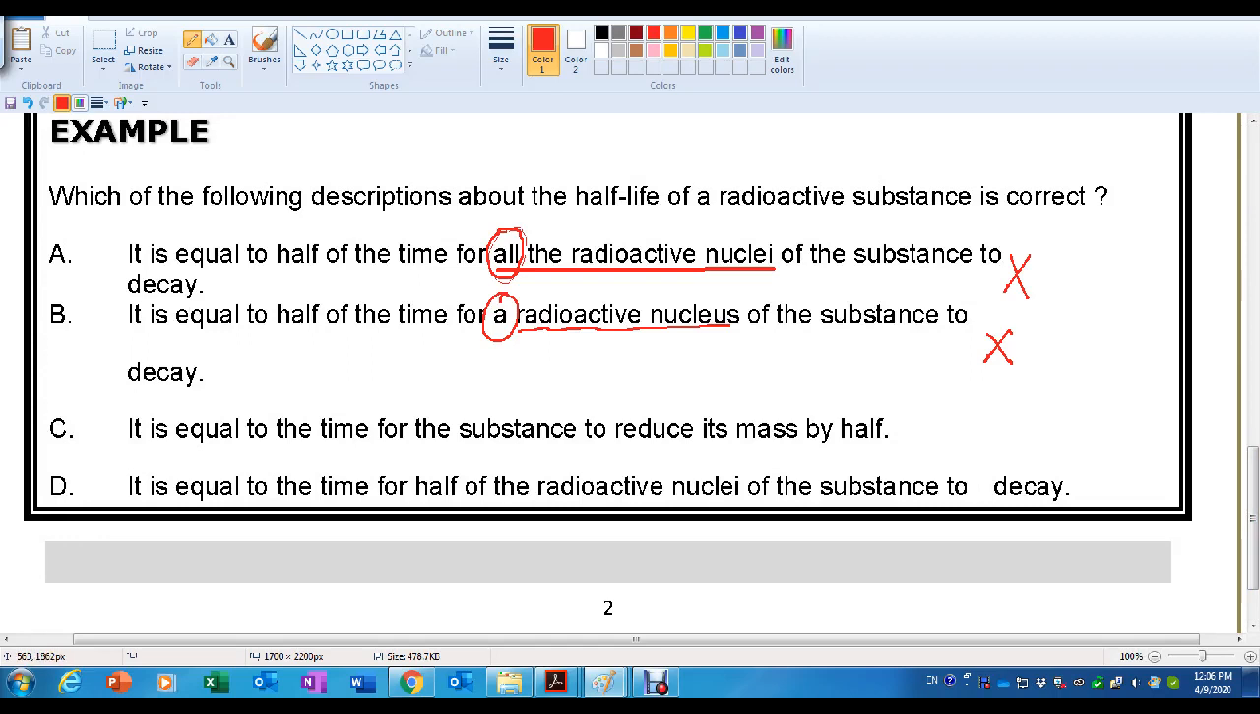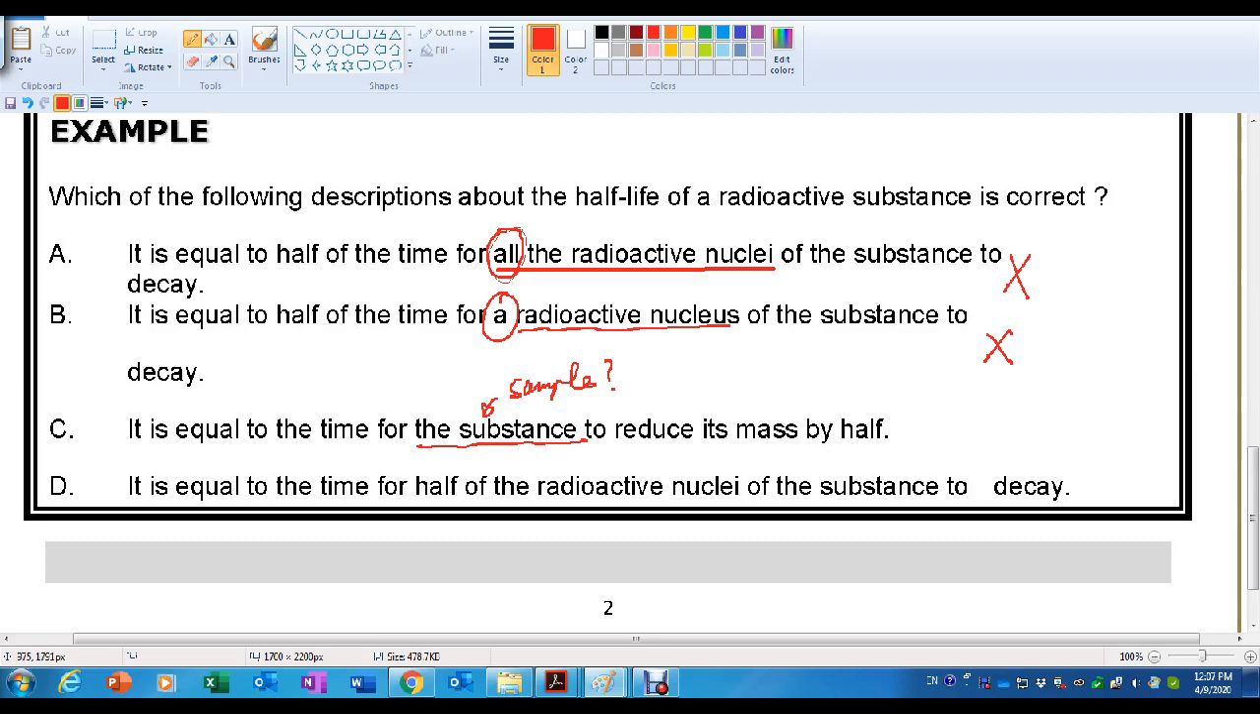Okay, it's equal to the time for the substance to reduce its mass by half. All right. For the substance, when you see the substance, what's the substance? It's not well defined. It could be the sample, all right? It could be all the substance in the sample to reduce its mass by half.